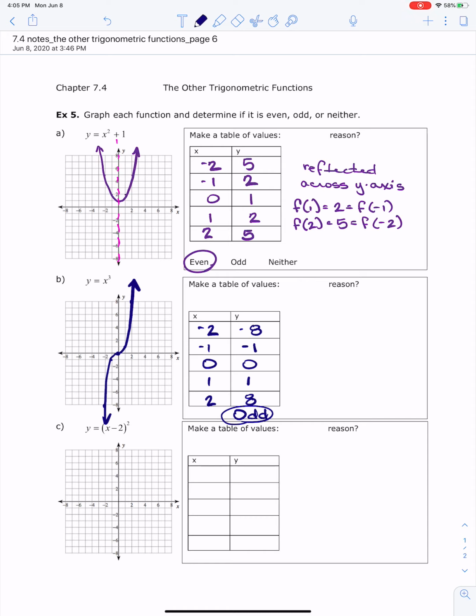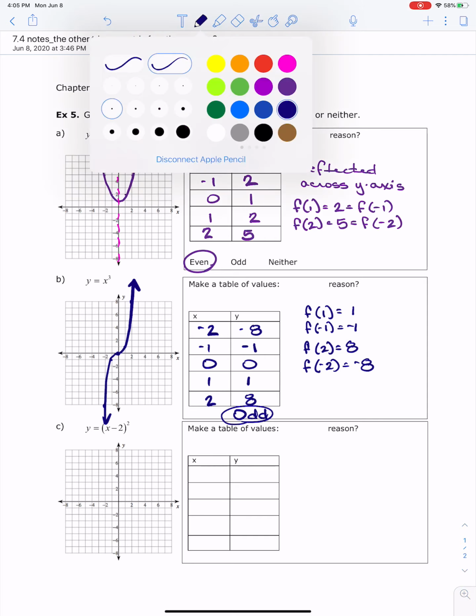Reason, f of 1 gives me positive 1. f of -1 gives me -1. So when I plug in the opposite input, I get the opposite output. This is also symmetric about the origin.